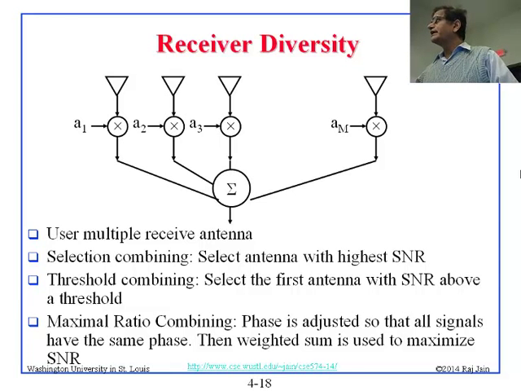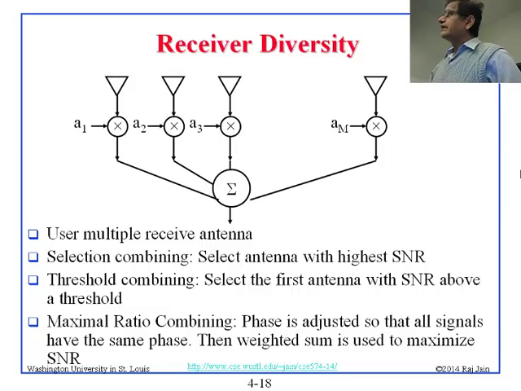Threshold combining is to select the first antenna with SNR above a threshold. So you don't go through all 20 antennas or whatever, you just find one which has more than 0.7 or whatever threshold you set. Okay, so you set a threshold and find the first antenna whose SNR is above the threshold, and you use that signal. So we really haven't combined anything, we have selected so far.